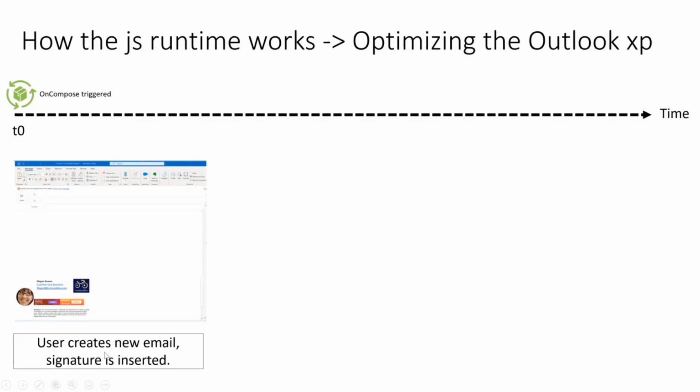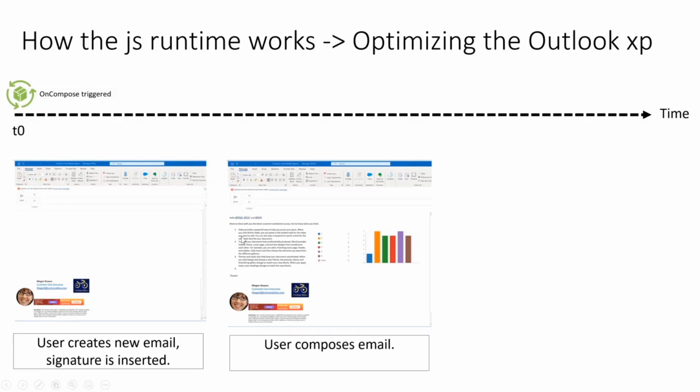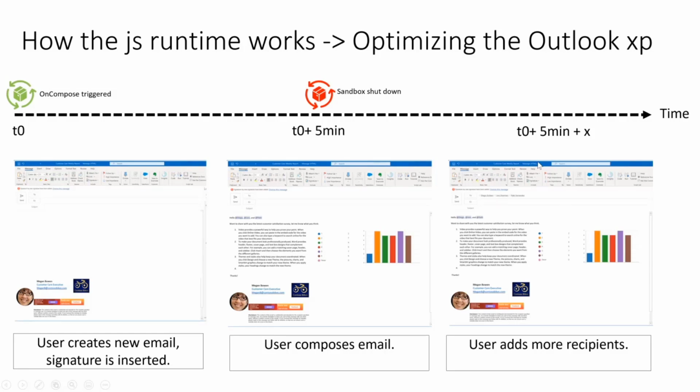The user creates a new email, the signature is inserted, and then at some moment in time, the user starts composing the email. If it's more than 5 minutes, basically T0 plus 5, and no other events happen, our sandbox and your add-in shut down. So the add-in is no longer using any memory or anything like that, right? However, it could often happen that after you spend so much time creating a new email, you add more recipients. So what happens if I add new recipients to the email?